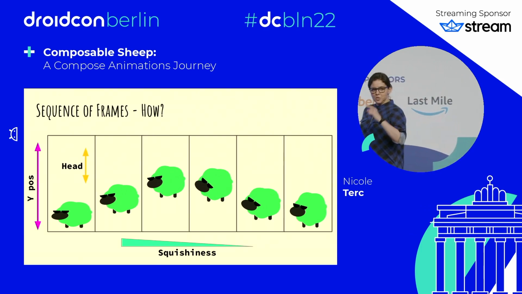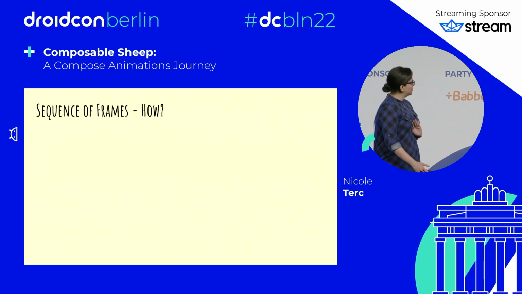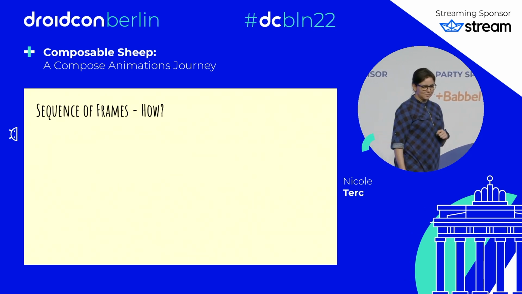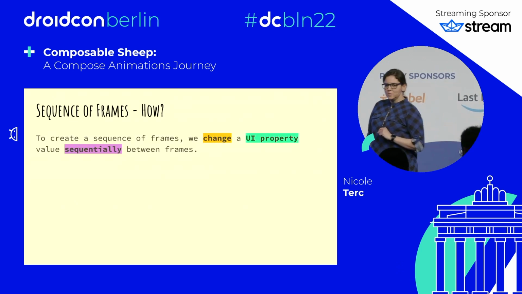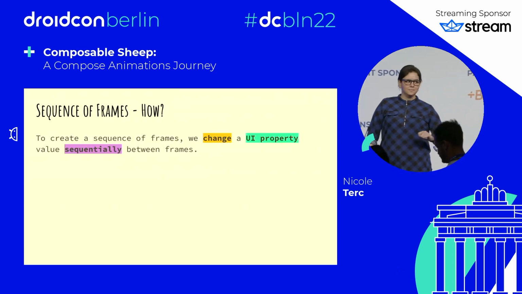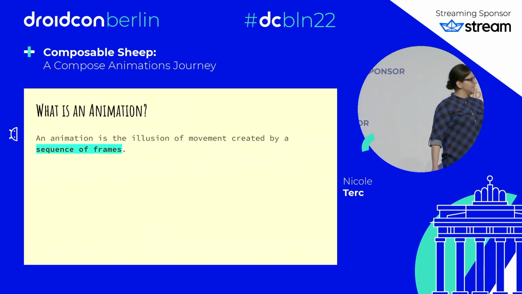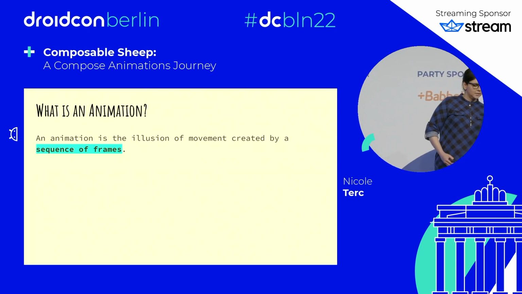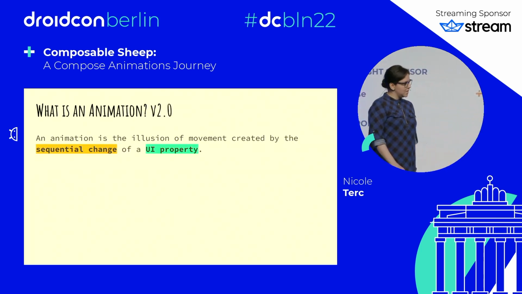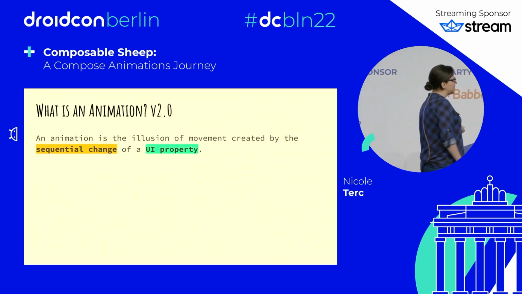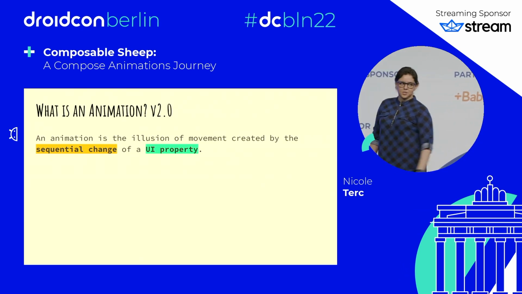We just need to grab these UI properties and change them a little bit every time. To formalize this knowledge, let's just write it down. So how do you build a sequence of frames? By changing a UI property sequentially between them. Nice. Now let's grab this and go back to our original definition of an animation, and let's update it a bit. Let's change that sequence part to what we already found. So what is an animation version 2.0? An animation is illusion created by the sequential change of a UI property.